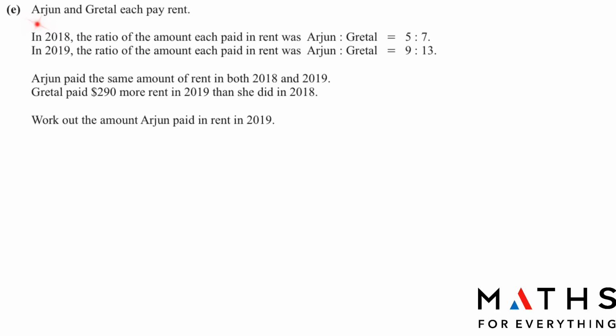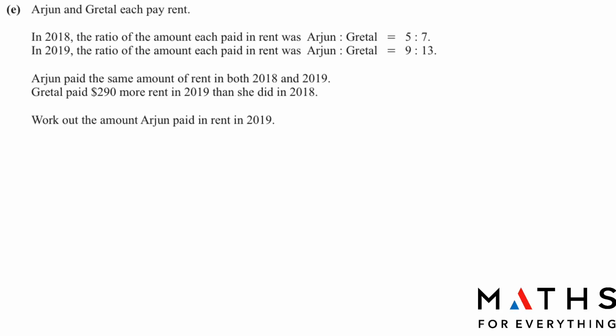In part A, Arjun and Gretel each pay rent. In 2018, the ratio of the amount each paid in rent was Arjun 5 and Gretel 7. In 2019, the ratio of the amount each paid in rent was Arjun and Gretel 9:13. Arjun paid the same amount of rent in both 2018 and 2019. Gretel paid $290 more rent in 2019 than she did in 2018. Work out the amount Arjun paid in rent in 2019.